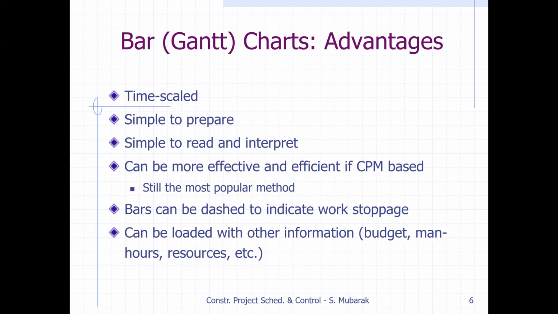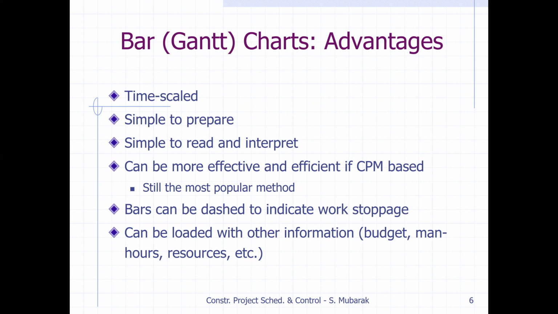So for bar charts or Gantt charts, what are the advantages? As we have seen, it's time-based and scaled, so we scale the activities according to time, and it's very simple to prepare. It's simple to read and interpret. So many project managers like bar charts. It can be more effective and efficient if CPM based. When we work with Primavera, we can see the bar chart view or the network view. It's critical path method based, so it is more effective. You can see both views. Still, the bar chart is the most popular method.